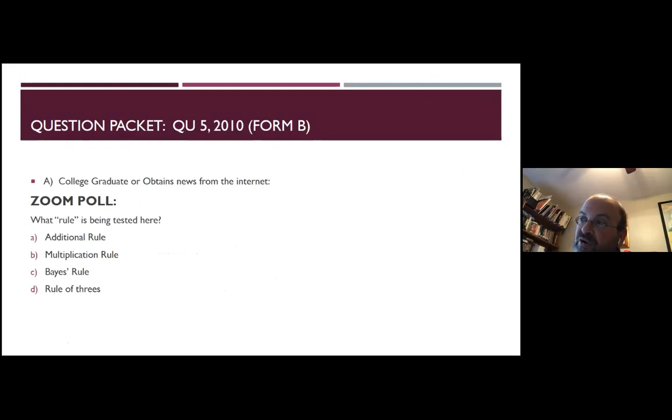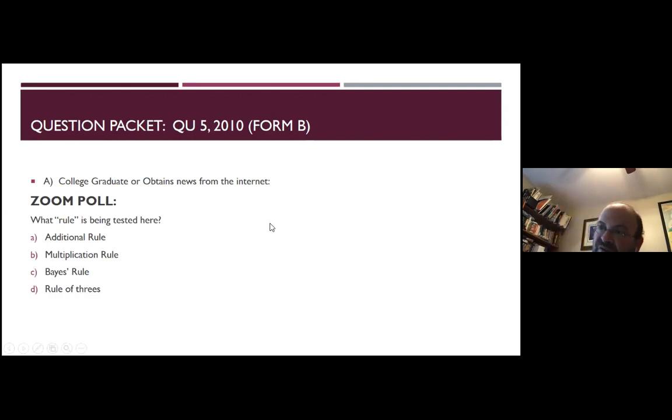My question to you, Zoom poll number 3, is what rule is being tested here? What is the probability that we select somebody who is either a college graduate or obtains news from the internet? The possible answers are addition rule, multiplication rule, Bayes rule, or the rule of threes. So Mr. Timmons has put up your Zoom poll.